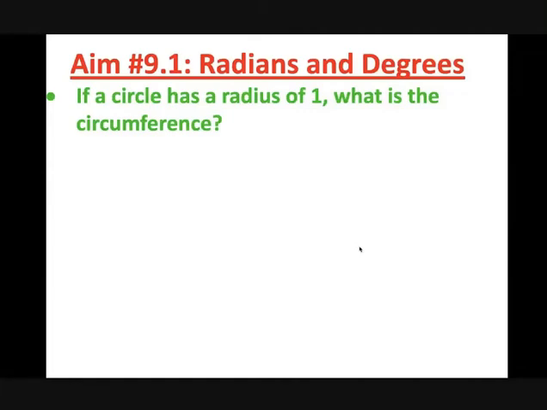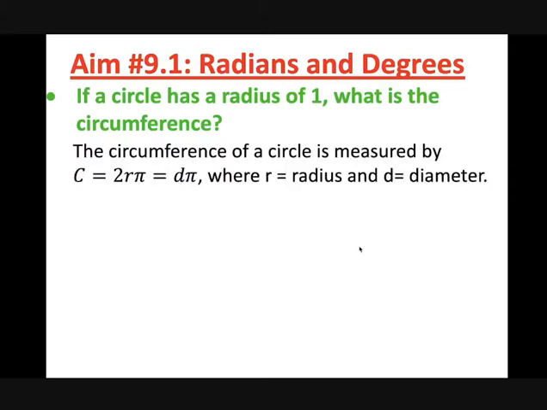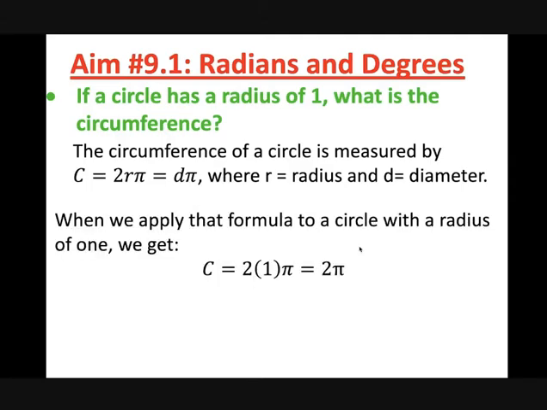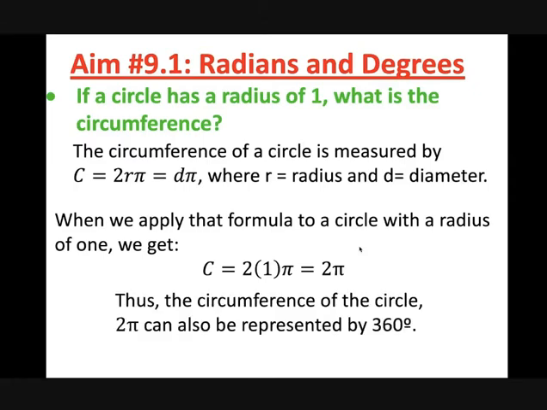Okay, so we're reviewing right now 9.1, radians in degrees. So the first question is, if a circle has a radius of 1, what is the circumference? Well, the circumference of a circle is equal to 2 pi r, or pi d, or d times pi, where r is the radius and d is the diameter. So when you plug this in, with the radius being 1, we get that the circumference is 2 pi. Thus, the circumference of the circle, 2 pi, is represented by 360 degrees.